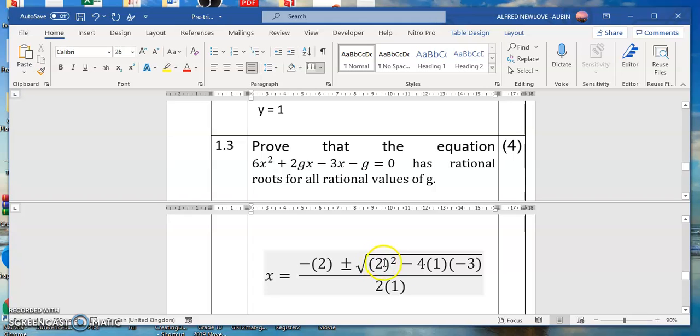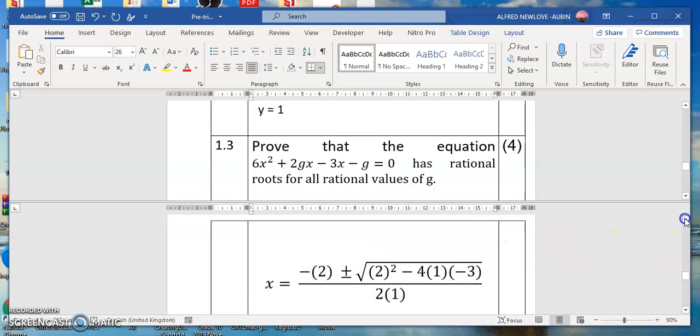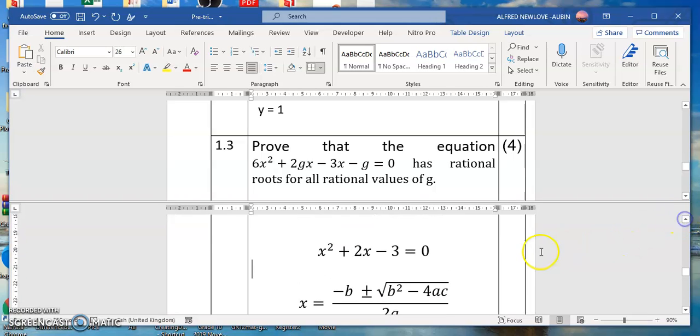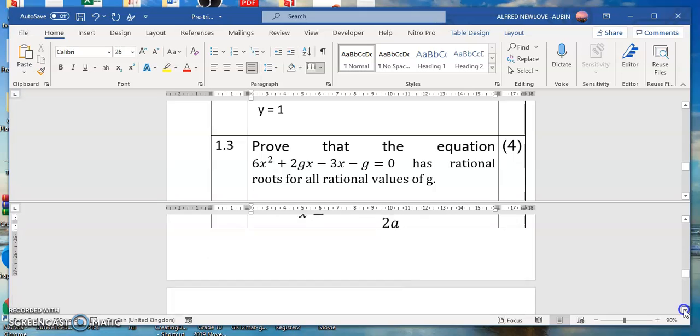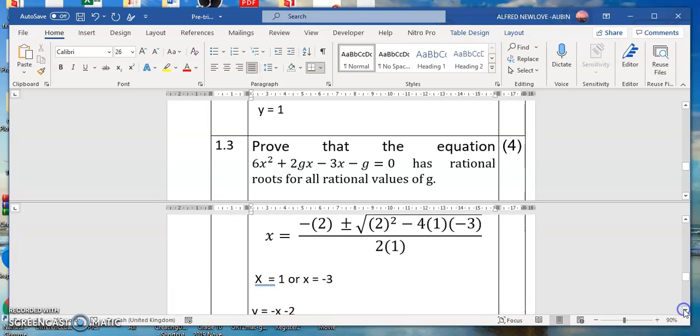So this value is the discriminant. Let me show you the formula. This one, b squared minus 4ac, is the discriminant. So for it to be a perfect square, for it to have rational values, the discriminant must be what? A perfect square. So how are we going to answer that? We need to, what's a perfect square?